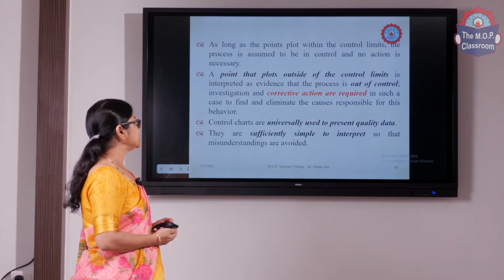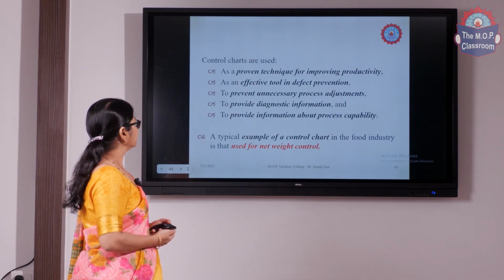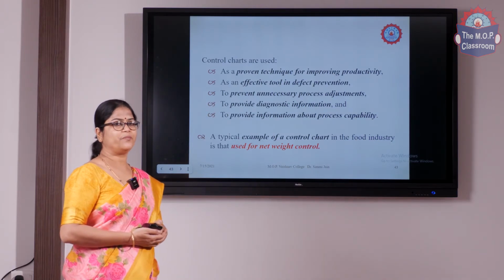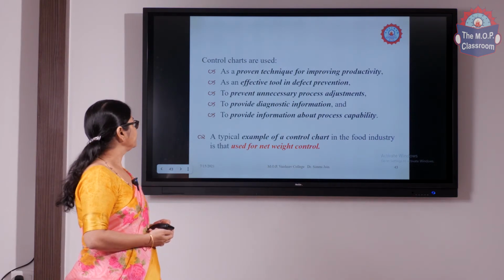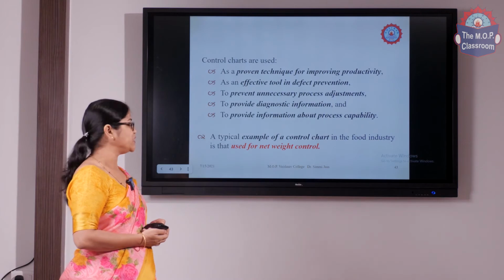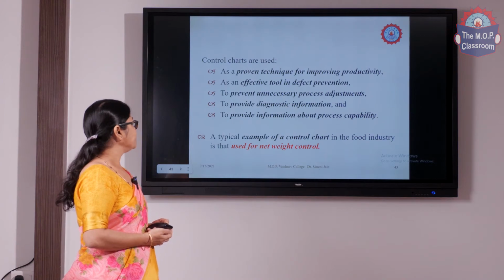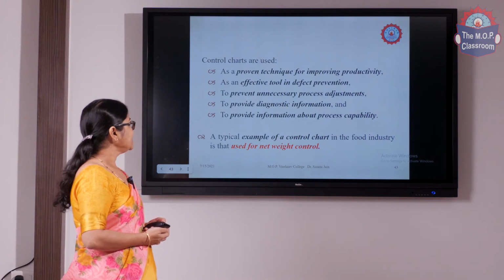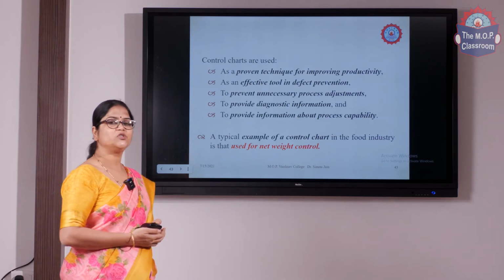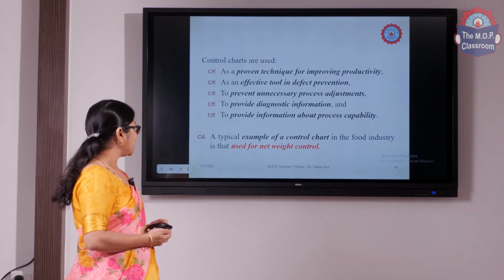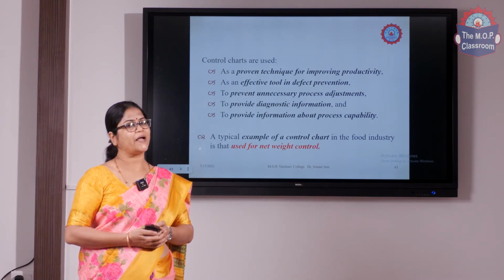They are significantly simple to interpret so that misunderstandings are avoided. They are widely used for a number of purposes. They are a proven technique for improving productivity. They are an effective tool in defect prevention. They prevent unnecessary process adjustments. They provide diagnostic information and information about process capability. A typical example of a control chart in a food industry can be that used to control the net weight or the pH of a packed product.